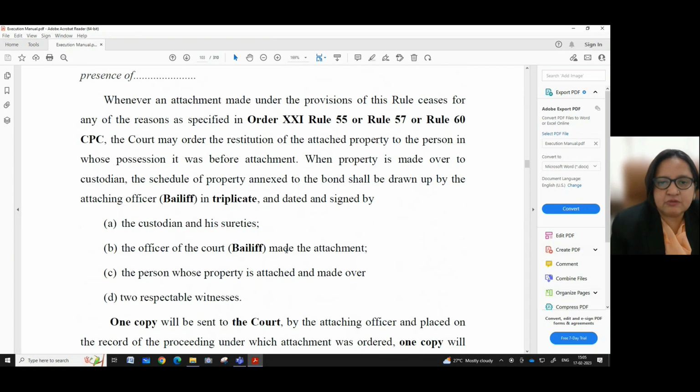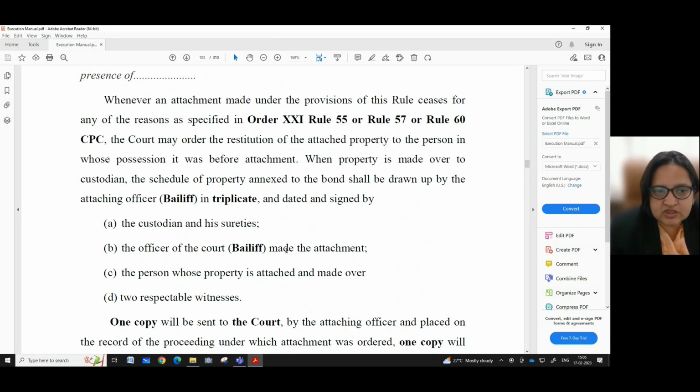Whenever an attachment made under the provisions of this rule ceases for any of the reasons as specified in Order 21, Rule 55 or Rule 57 or Rule 60 CPC, the court may order the restitution of the attached property to the person in whose possession it was before attachment.